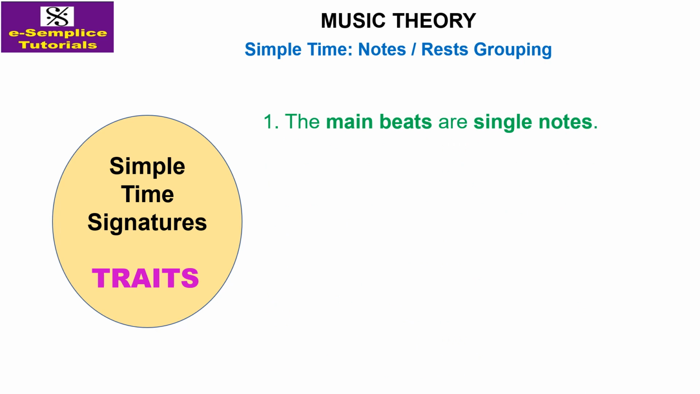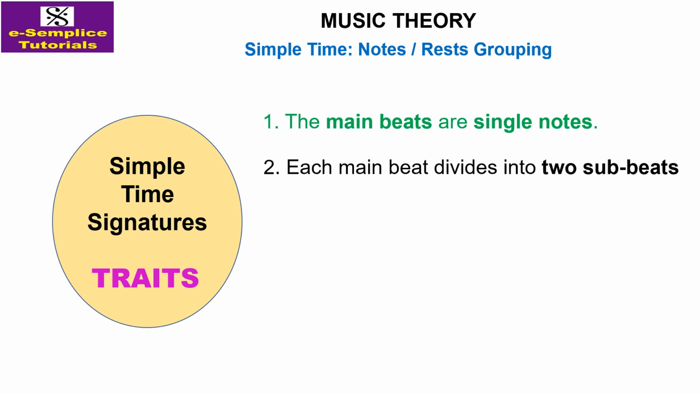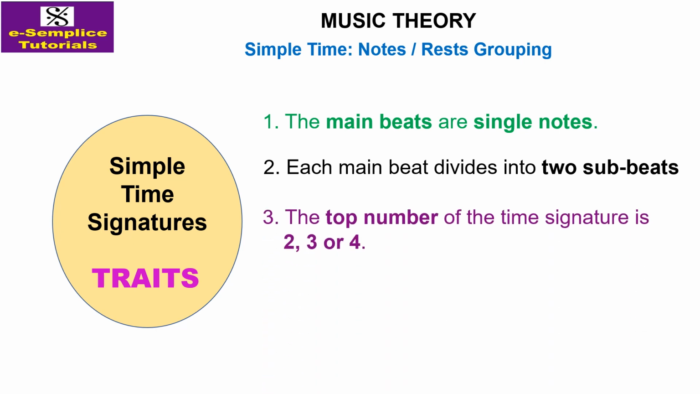1. The main beats are single notes. 2. Each main beat divides into 2 sub-beats. 3. The top number of the time signature is 2 or 3 or 4. So anytime you see a time signature, you find 2 on top, 3 on top, 4 on top, it is a simple time signature.